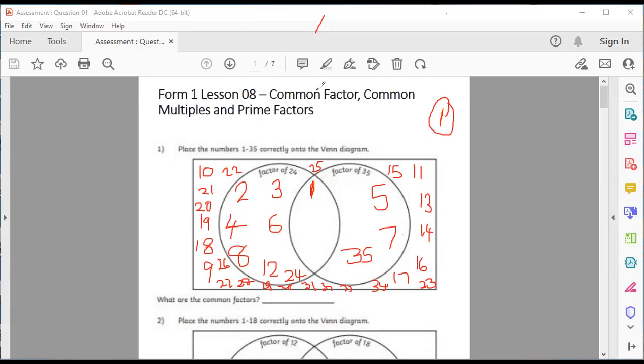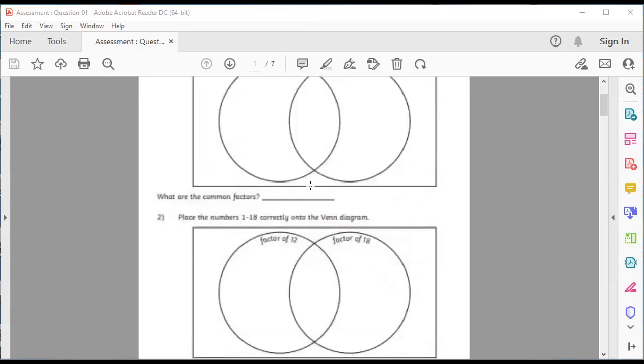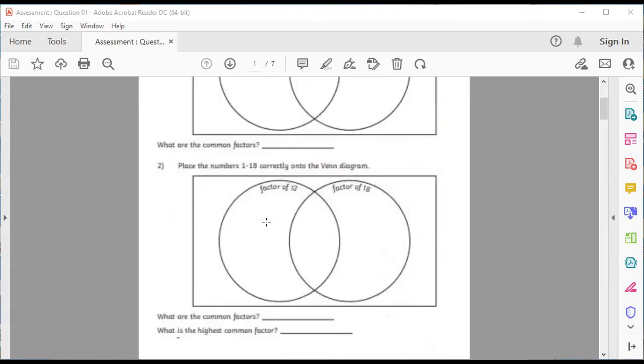Clear? Let's move on to question 2. So what are the common factors? The common factor is only 1. Now, what about the numbers 1 to 18 for the two numbers here, 12 and 18? So you try now before I do it. Start doing, okay? I'll give you a head start of about 10 seconds. Okay, start now. Now I'll start and you check.